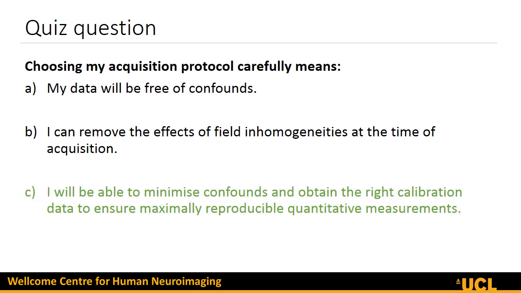The answer is C. I'll be able to minimize confounds. In all likelihood, I can't get rid of them completely, but I can at least minimize them, and I can obtain the right calibration data in order to ensure that my measurements are maximally reproducible.